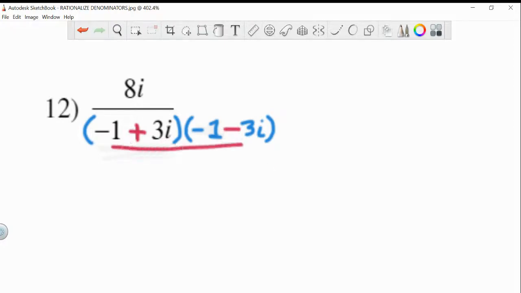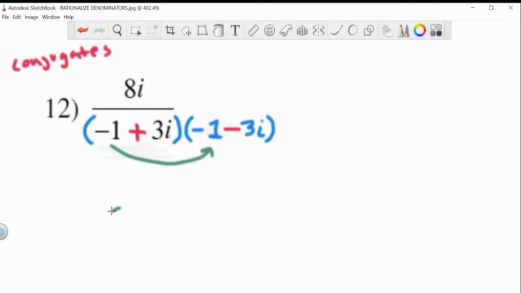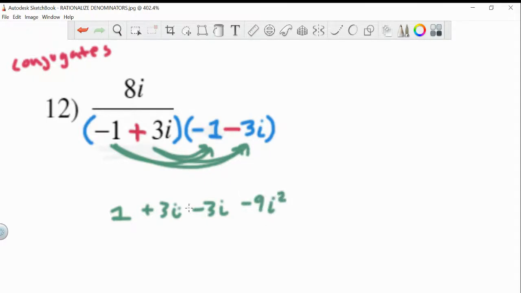These two things are conjugates. Okay? They're binomials with opposite signs. And it's going to work a lot like difference of squares. We're going to have to do a FOIL here. We're going to get +1, +3i, -3i, -9i squared. We did this little foiling action here.